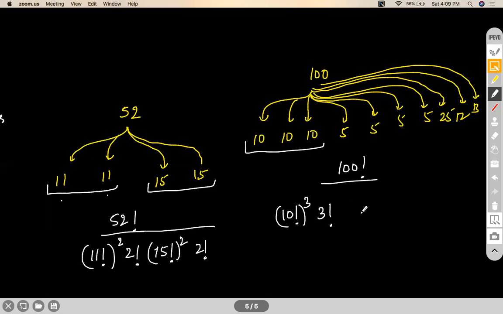Then 5 factorial to the power 4, you have to also divide by 4 factorial, because 4 of them are containing equal number of items. And then 25 factorial, 12 factorial, 13 factorial. That's it.